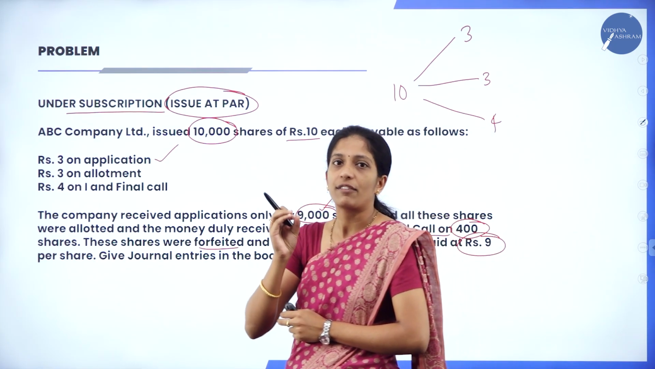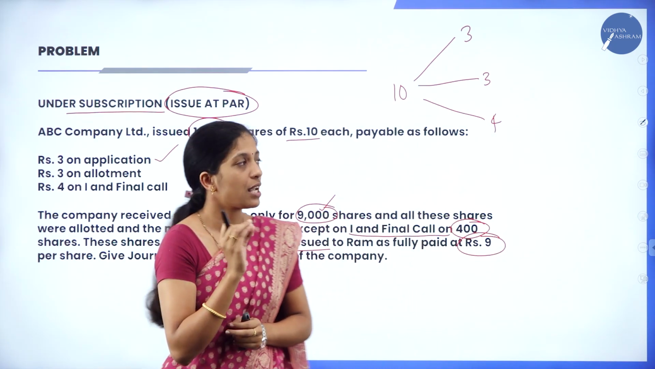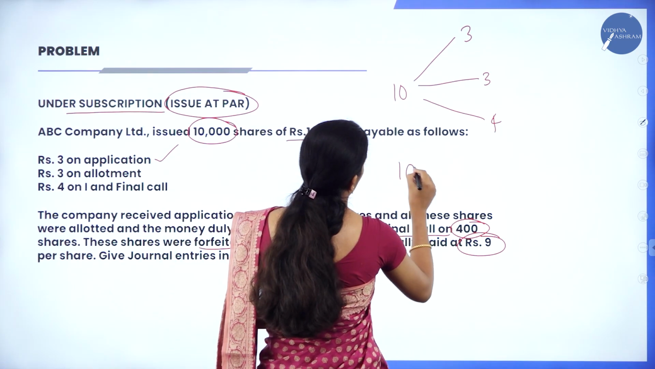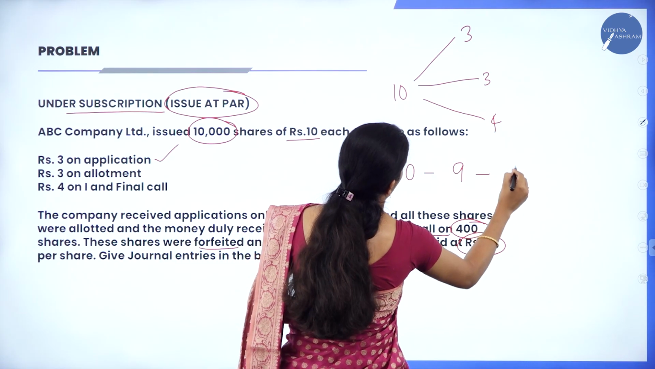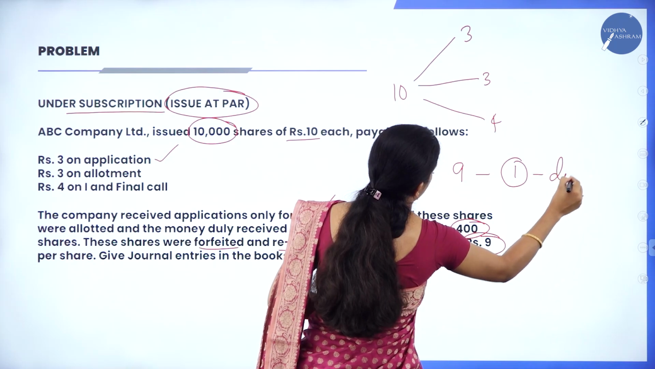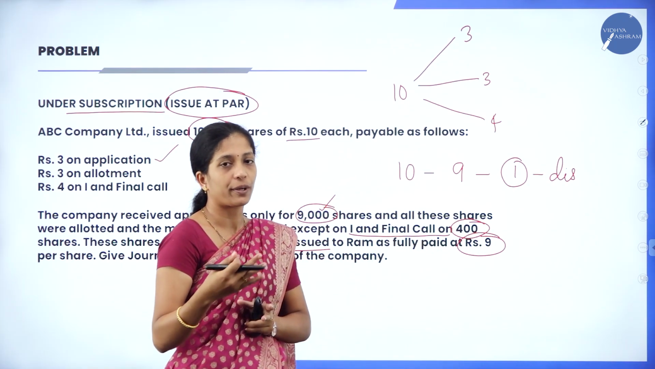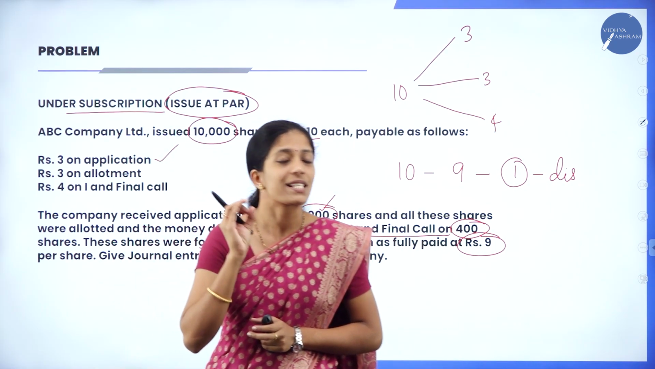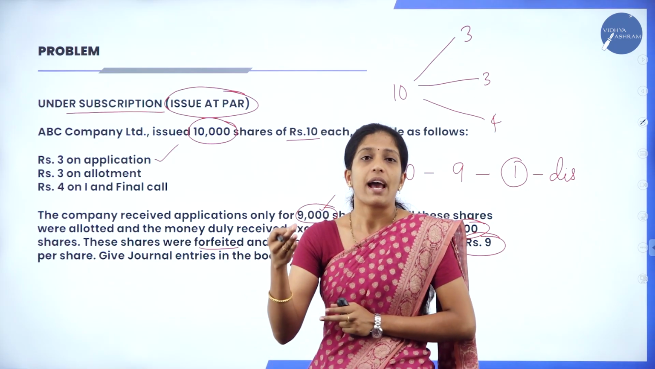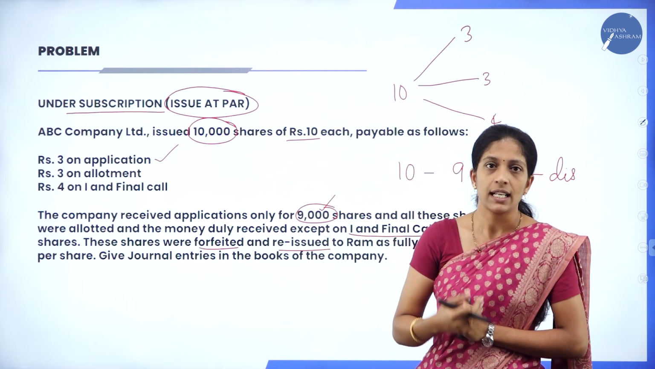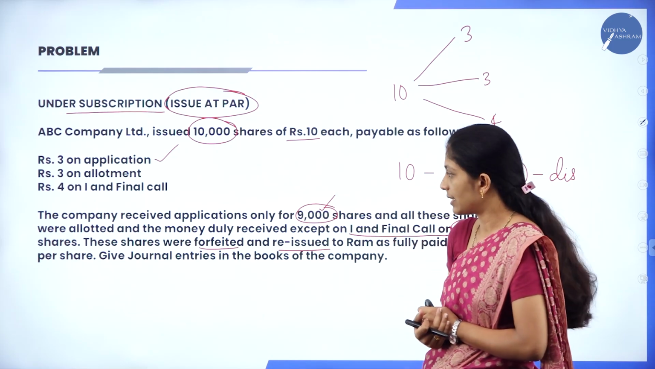Now, the actual value of the share is how much? 10 rupees. But at what price have they reissued? At rupees 9. So, it means what? 1 rupee is discount. Okay, so hope you are clear about it. 10 rupees is the value of the share, where they have reissued at rupees 9. It means that 1 rupee is discount.